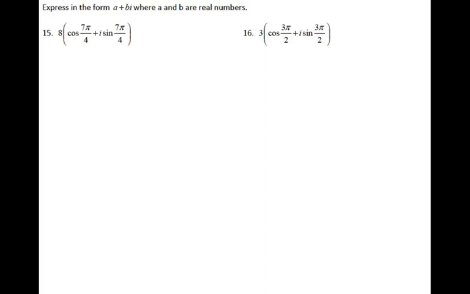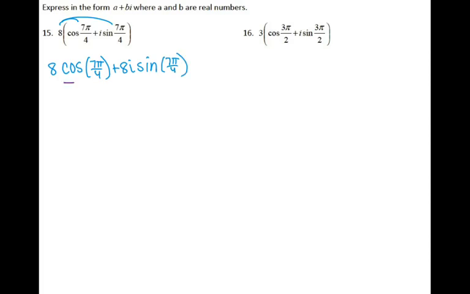All right, now we want to go backwards. So instead of starting with the complex number and writing the trig form, we are now starting with the trig form and we want to write the complex number. So right here, I'm going to go ahead and start by distributing my 8, because usually when we have something in front of the parentheses, we distribute it. So I have 8 cosine of 7 pi over 4 plus 8I sine of 7 pi over 4.